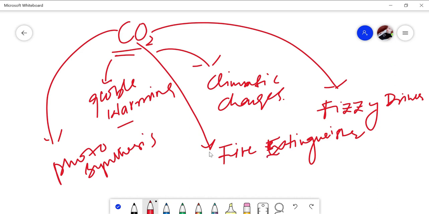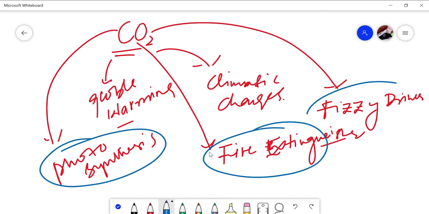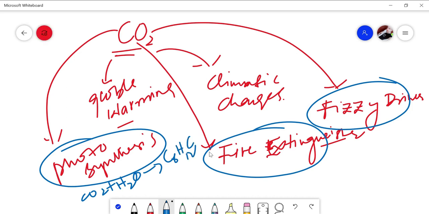Pardon me for the spelling. So fire extinguishers also. Now the main and important things: what are the uses of carbon dioxide? The examiner will ask you about that. So photosynthesis, use in fire extinguishers, and fizzy drinks. Photosynthesis: carbon dioxide and water will combine together and make C6H12O6, right?